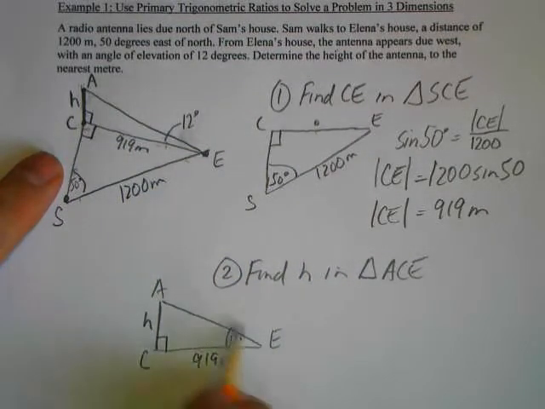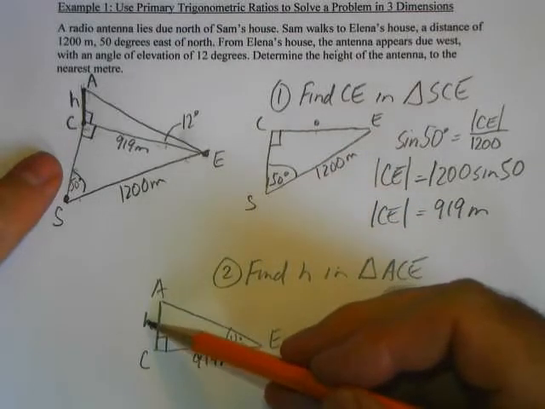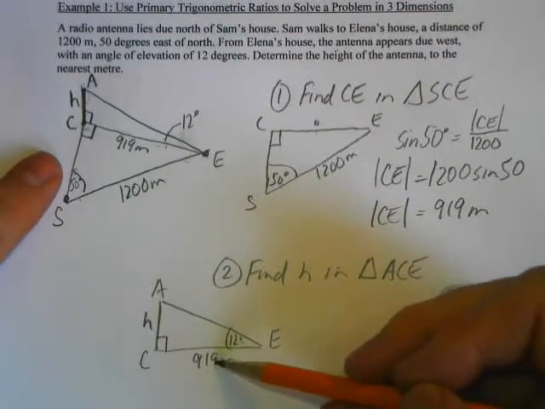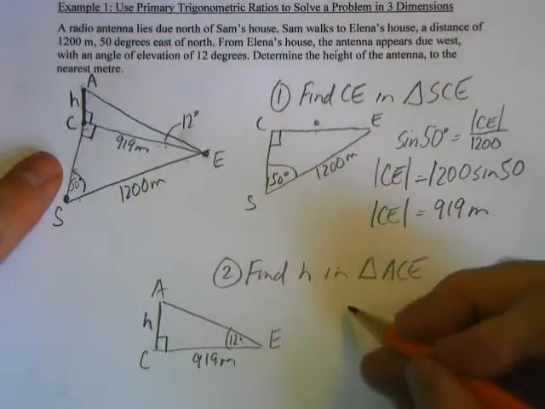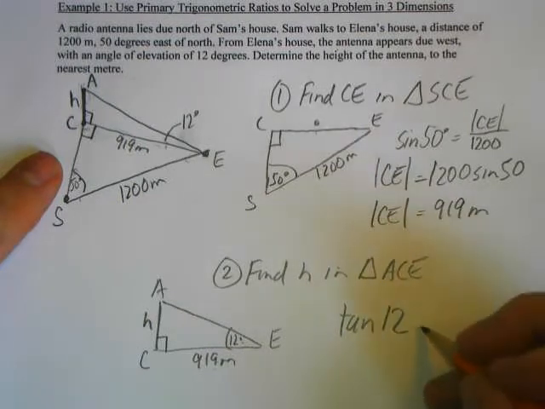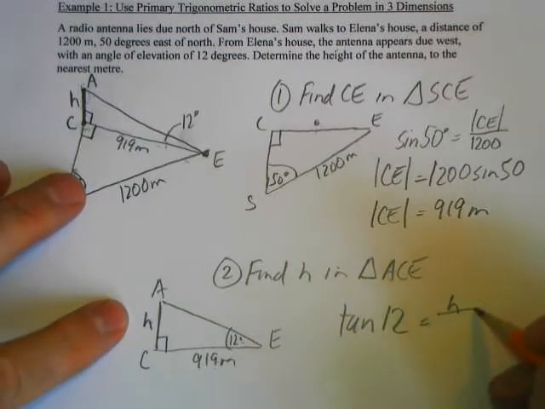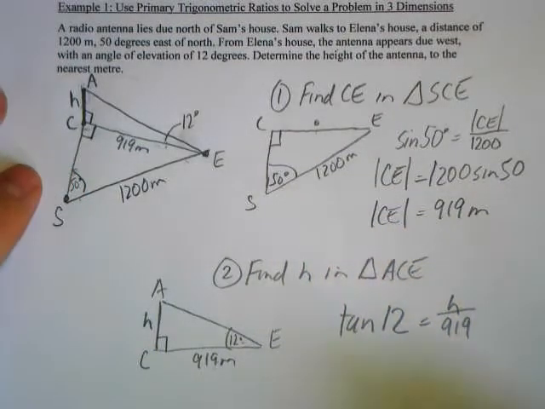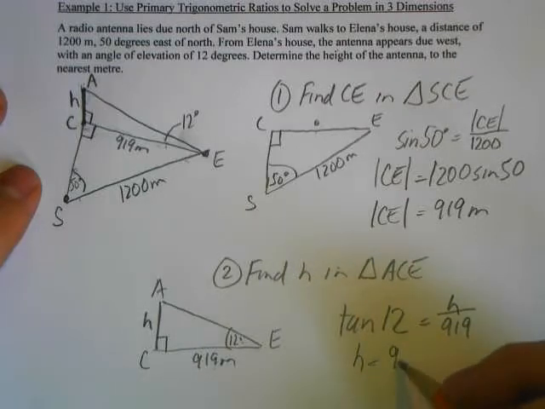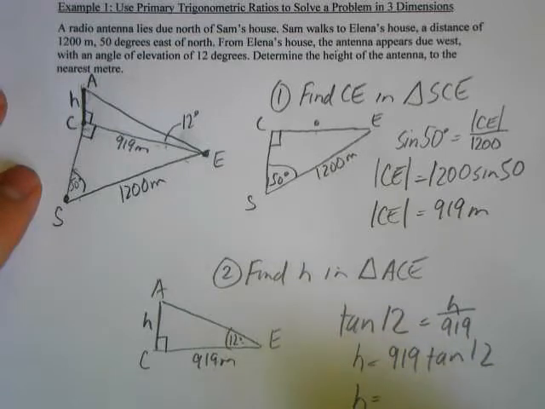Okay, so again, right triangle, I'm going to use trig ratios. Which one should I use? There's my reference angle. So I need to use opposite, and the only side I know is adjacent. So that's going to be a tan ratio. So the tan of the reference angle, 12, is equal to opposite over adjacent, so H over 919. So H equals 919 tan 12, which rounded is 195 meters.